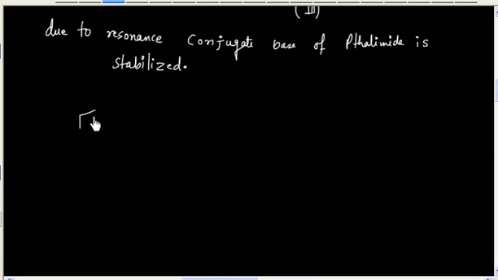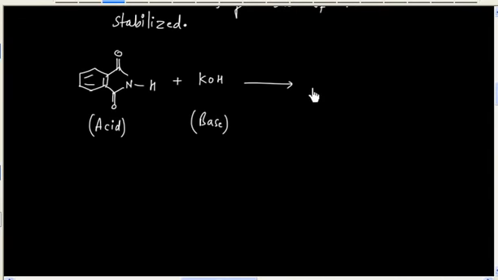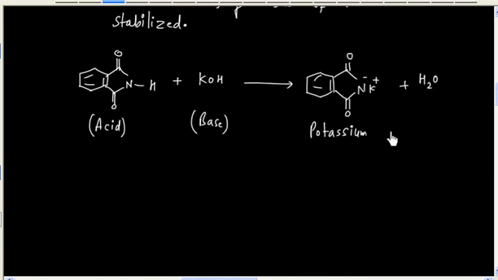When phthalimide is treated with a strong base like KOH, we will have an acid-base reaction and the corresponding salt is formed. So this is the potassium salt of phthalimide.